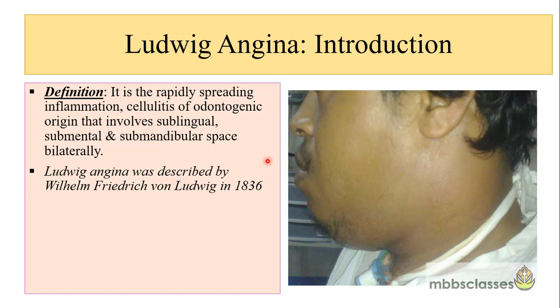in the year 1836 as a fast spreading fatal infection that involves the connective tissues of the neck and the floor of the mouth. In the past, it was also known as morbus strangularis, and sometimes few people also used to call it angina maligna.